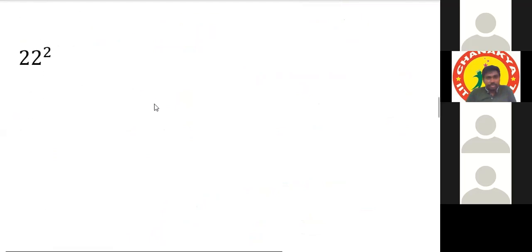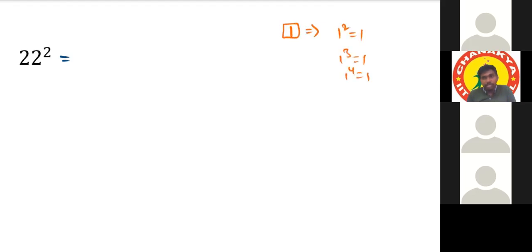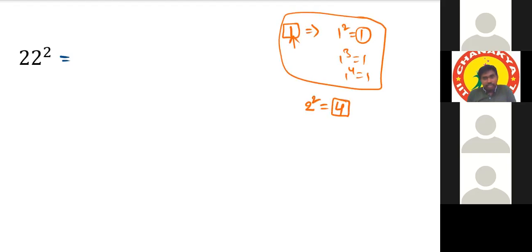Correct. What if there are twos? Series of twos. Let me explain first. In the previous case the number is 1, so 1 square is 1, 1 cube is 1, 1 power 4 is also 1. We cannot say whether this 1 is 1 square or 1 cube or 1 power 4. But here it is 2, so we have to deal with 2 square. What is 2 square? 4. So start with 4.